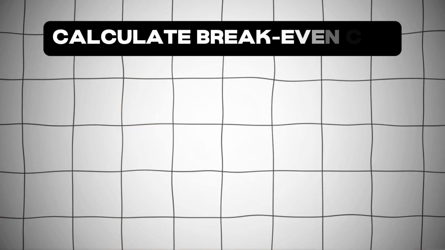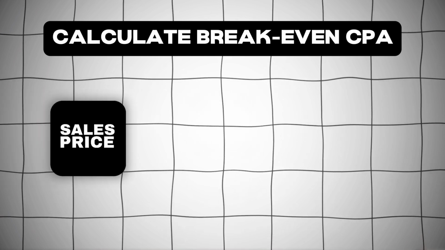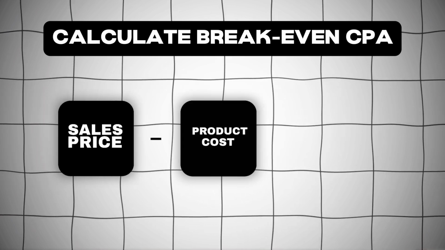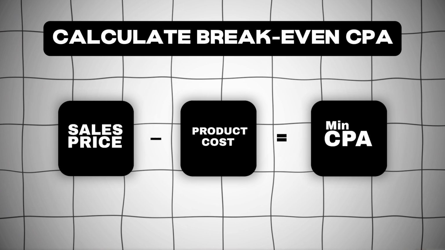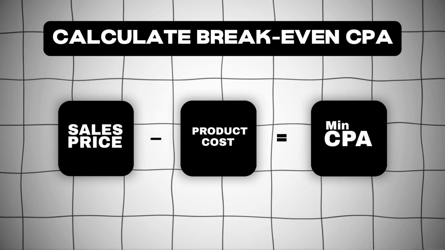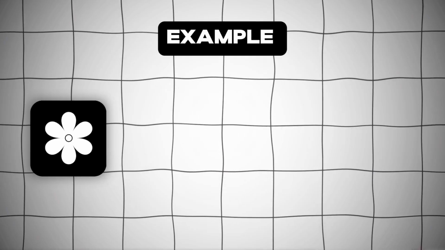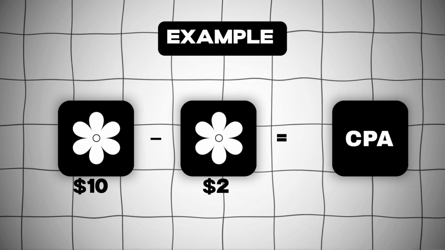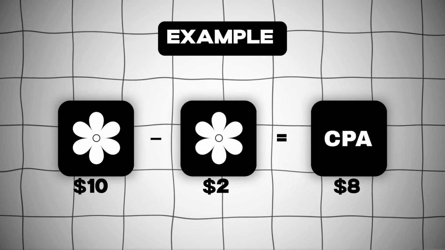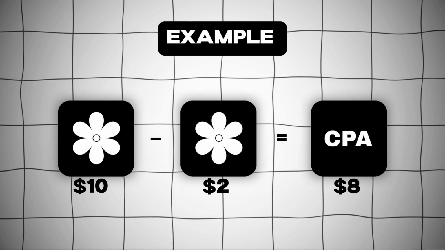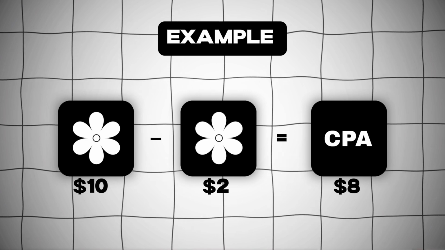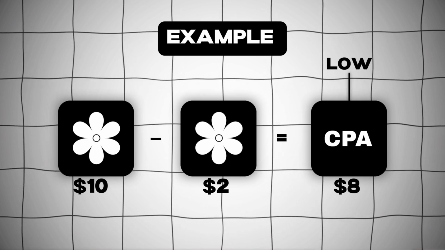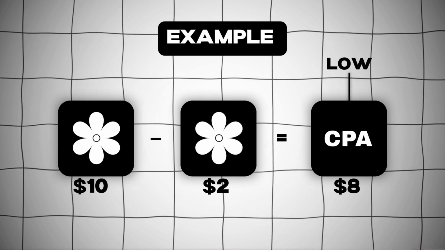Now to calculate your break-even CPA, you simply take your sales price minus the product cost, and that is the minimum your CPA has to be not to fall into profit. For example, if I'm selling a small flower for $10 and it costs me $2, my CPA is $8. As long as my CPA stays $8 or below, I'm not falling into profit. Preferably, I want my CPA to be as low as possible so I can keep as much margin for myself as possible.